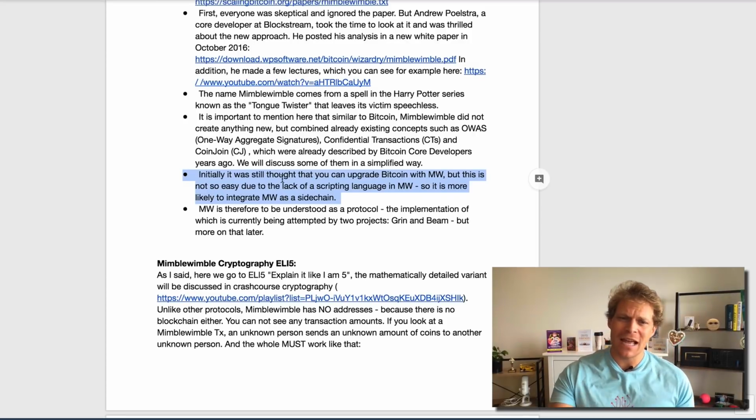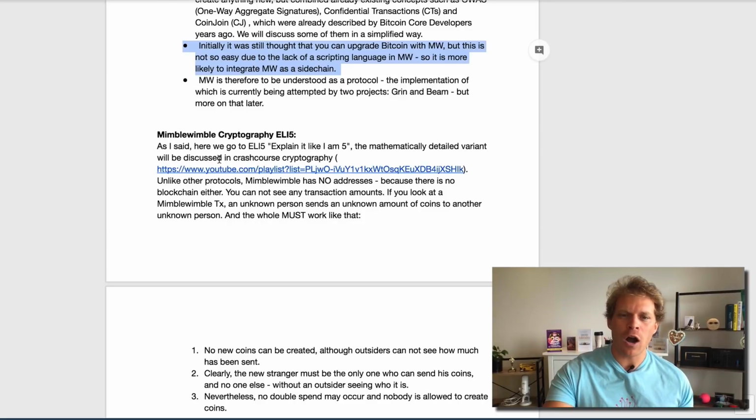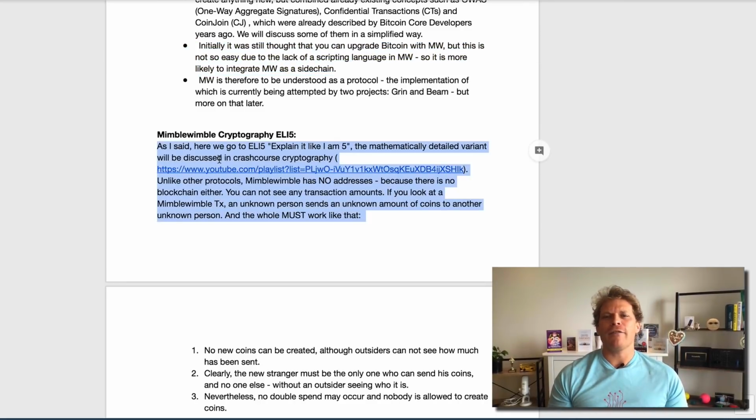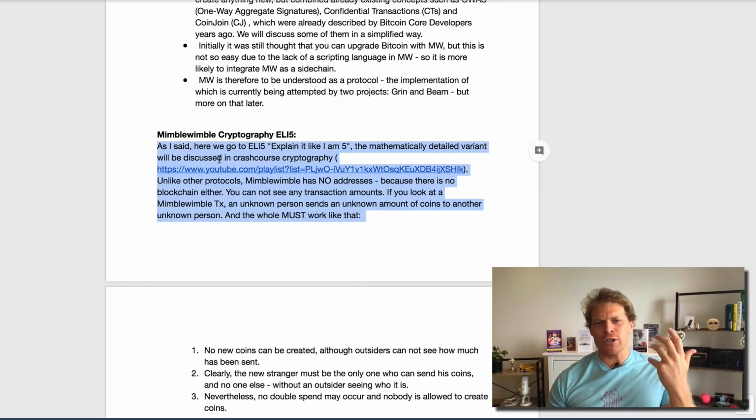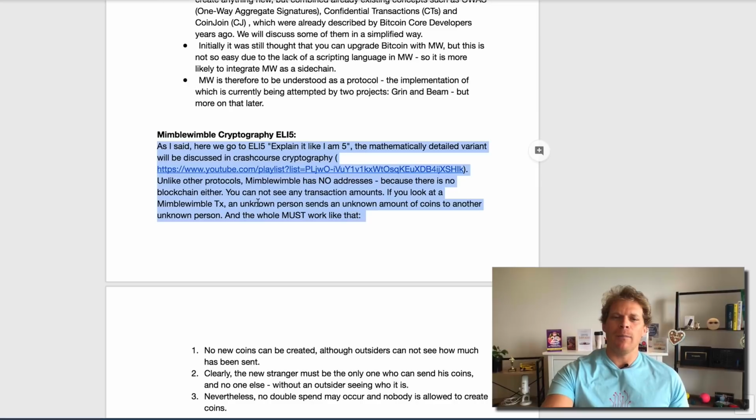But before we do this, let's talk about Mimblewimble ELI5, so explain it like I'm 5. And I think this is important. I'll try to keep this simple. I will go into some things, and let's take it from there. If you want the detailed version, go to Crash Course Cryptography. I'll post the video there as well.